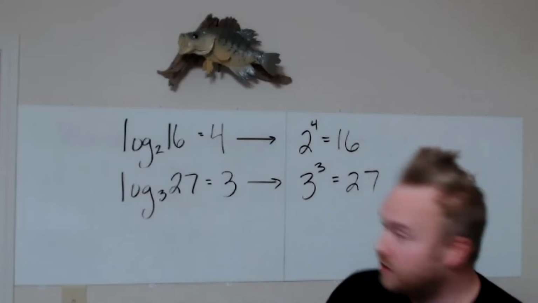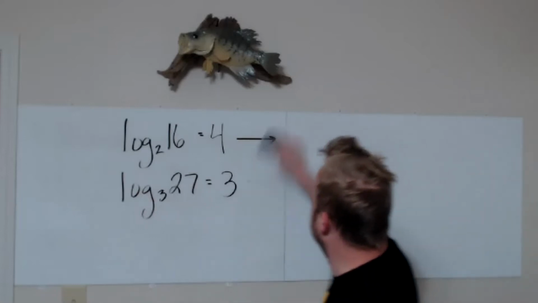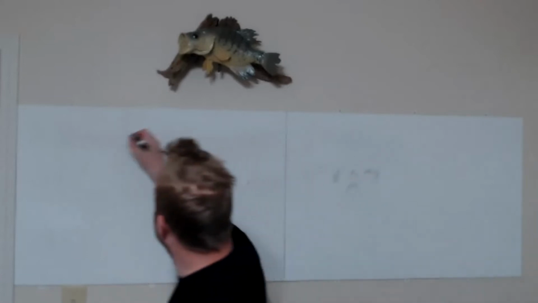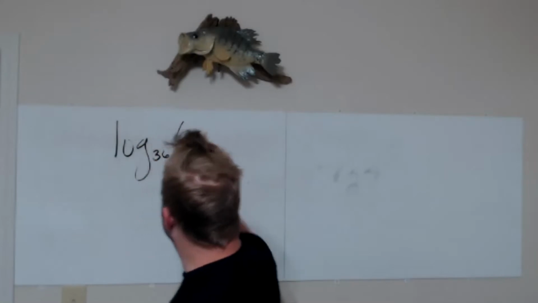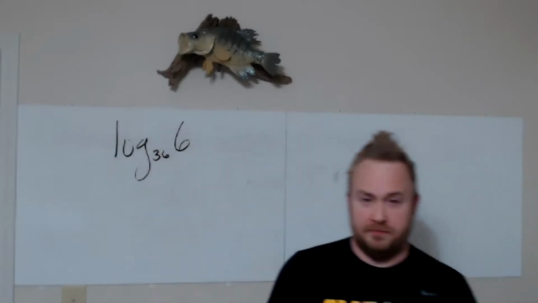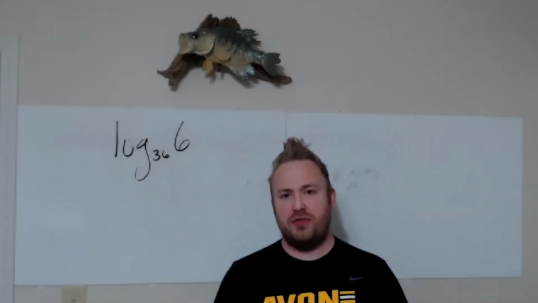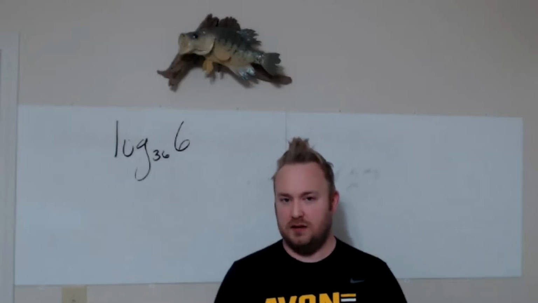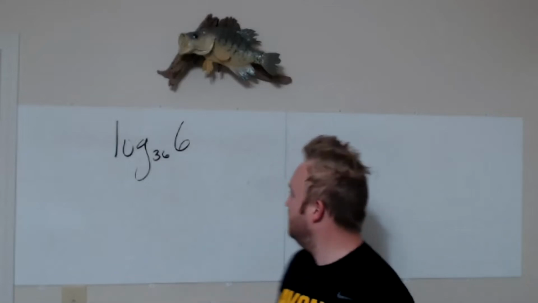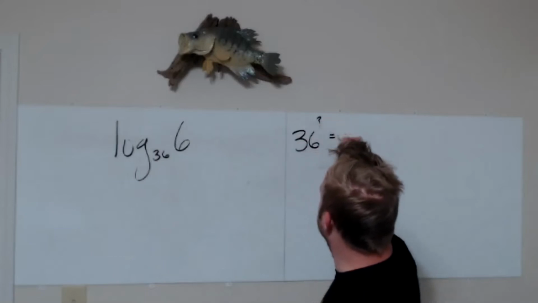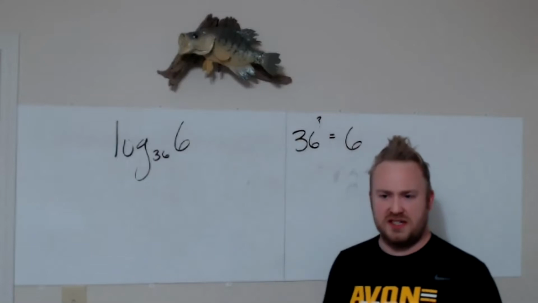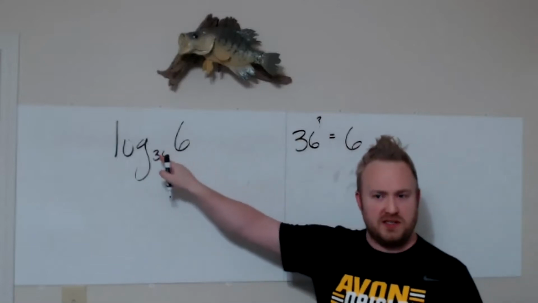Okay, let's look at some that are a little bit trickier than that, using some of our other exponent rules. Okay, how about this one? Log base 36 of 6. How many factors of 36 do you need to get 6? In other words, 36 to what exponent will equal 6, right? That's what this really represents.